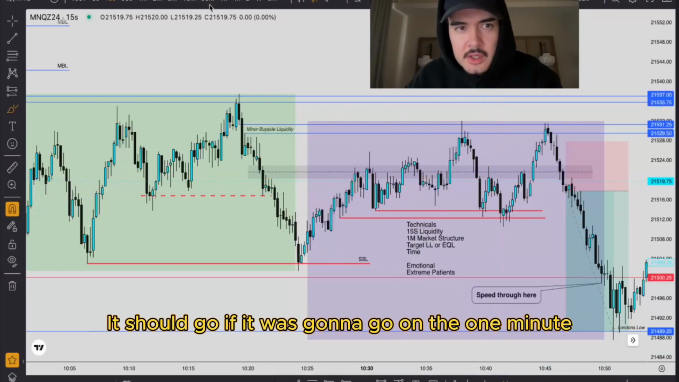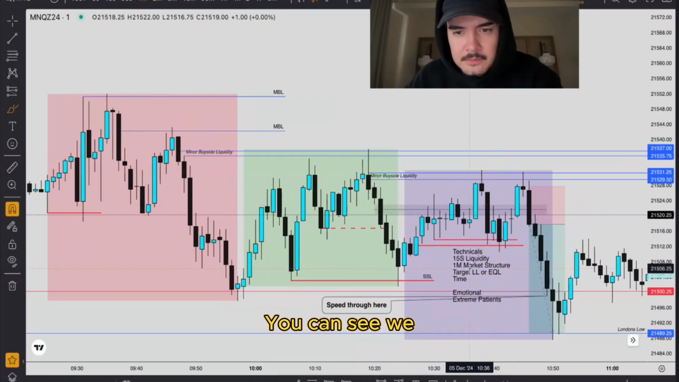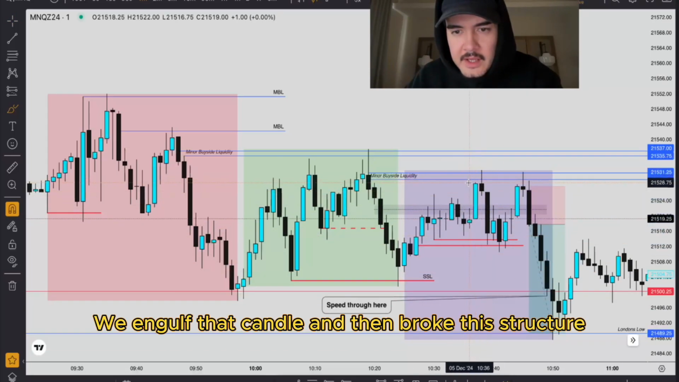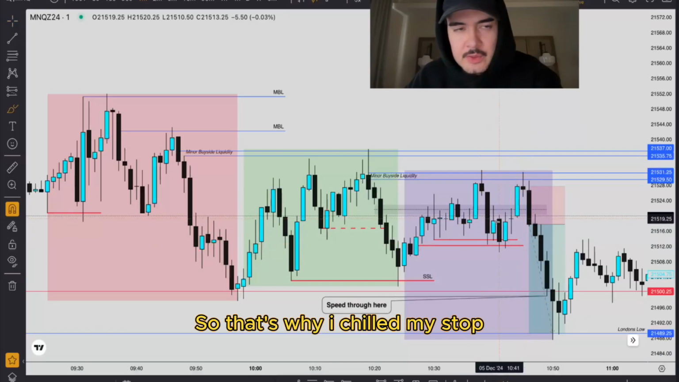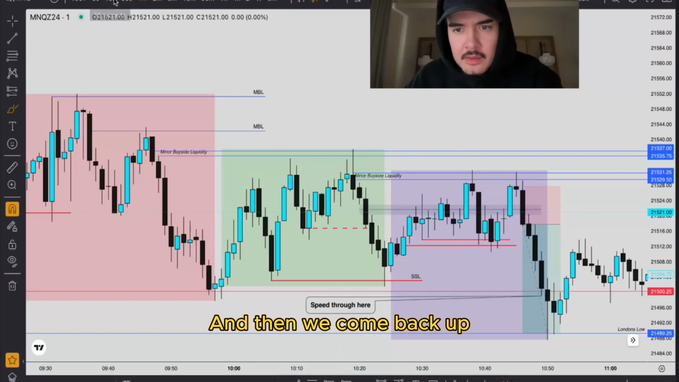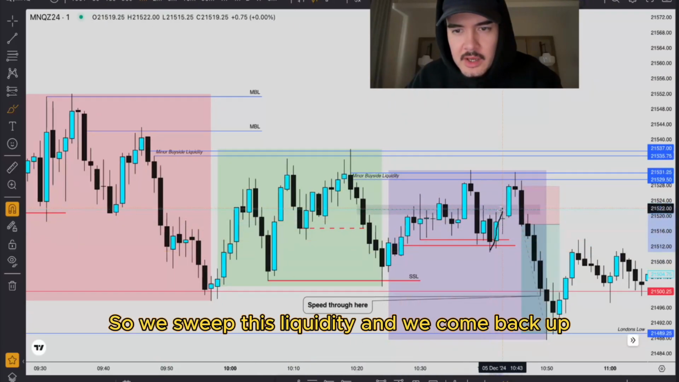It should go. If it was going to go on the 1 minute, you can see we engulfed this candle. We engulfed that candle and then broke this structure. So I really wanted to see us just flush down. So that's why I trailed my stop. We didn't. And then we come back up. We sweep this liquidity and we come back up.